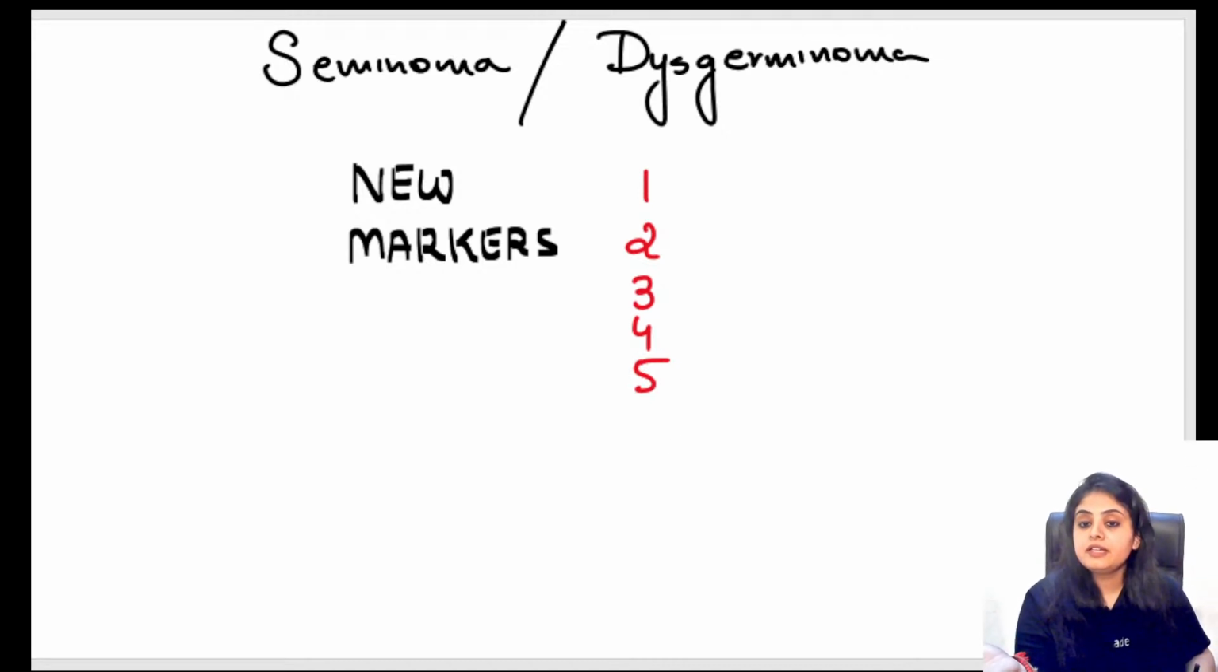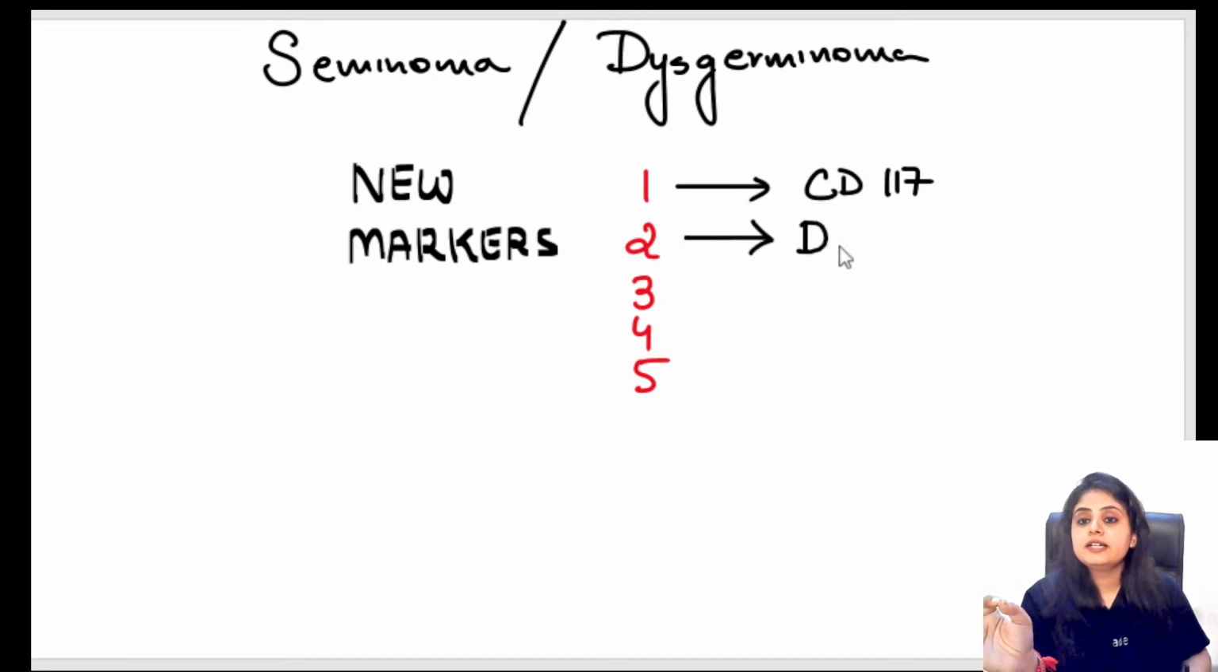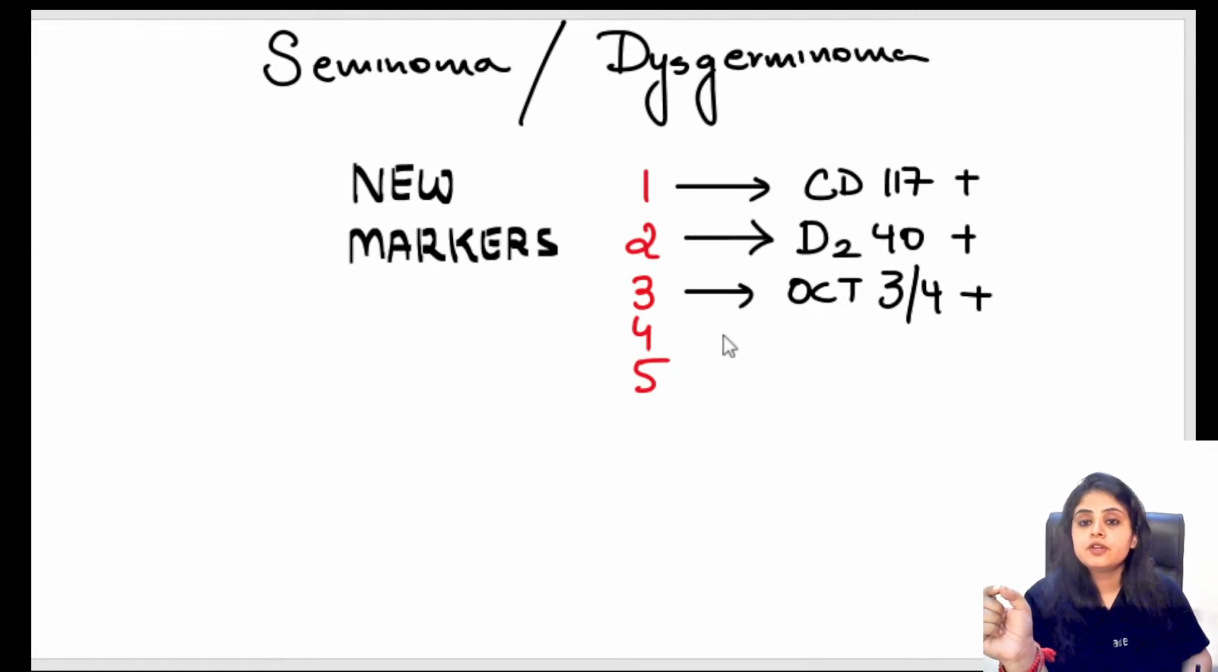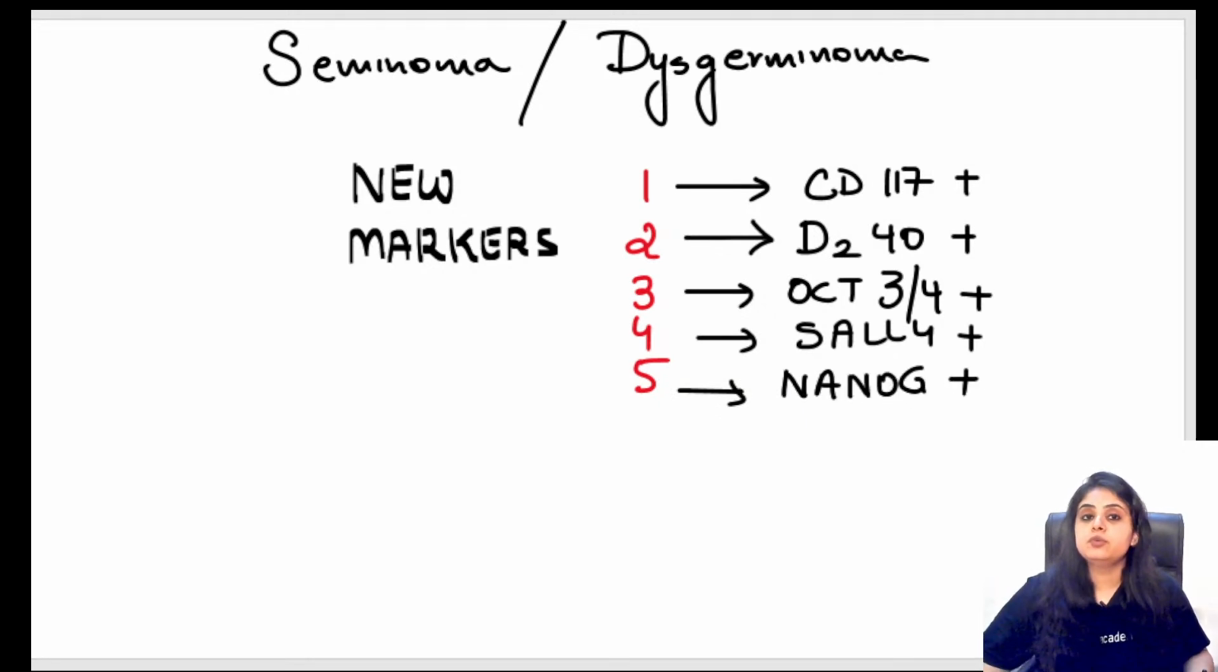So when we are having the new markers, from 1 you will remember CD117. From 2 you will remember D240. It is CD117 positive. It is D240 positive. From 3 you will remember OCT34. It is OCT34 positive. From 4 you will remember SALL4. It is SALL4 positive. And from 5 you will remember 5 alphabets, NANOG positive.